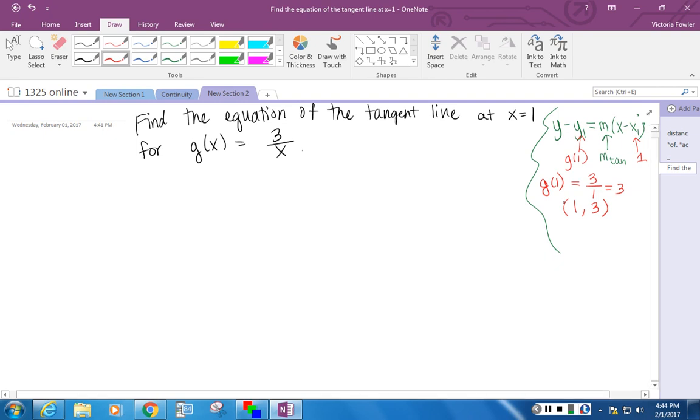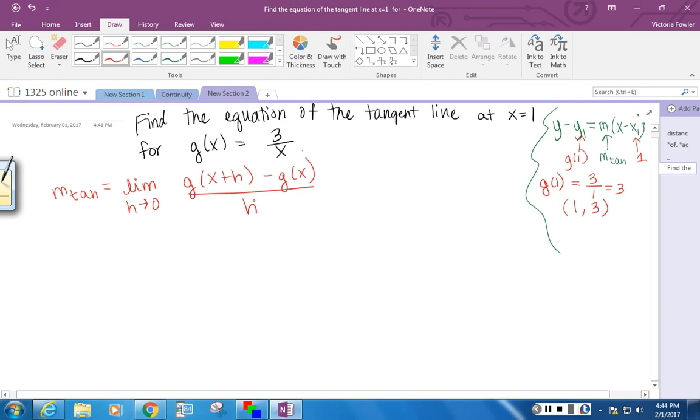And now I want to find the slope of the tangent line at that point, 1, 3. And I know that means that I'm going to have to take the derivative or find the instantaneous rate of change. And so I write down the limit as h goes to 0. This time we're talking about a function g, so it's g of x plus h minus g of x all over h. And here's where I need to make sure my skills are pretty sharp with that prerequisite material. Okay, so I'm first going to work with the numerator.